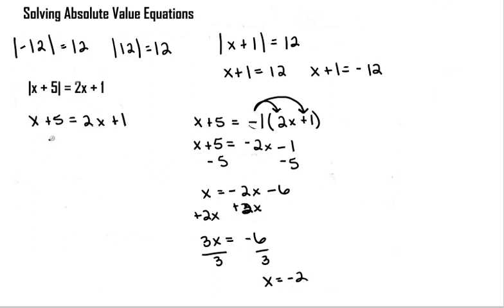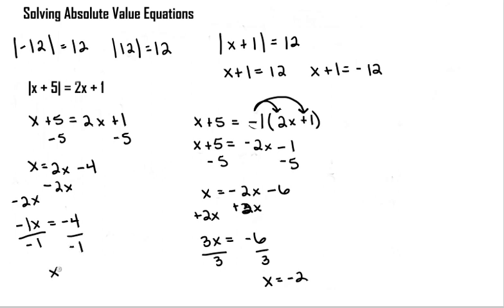To solve the positive equation, we subtract 5 from both sides and get x equals 2x minus 4. We subtract 2x from both sides of the equation and get negative x equals negative 4. Again, remember there's an invisible 1 right here so that we can divide both sides by negative 1 and get x equals 4. So our answer is x equals negative 2 and positive 4.